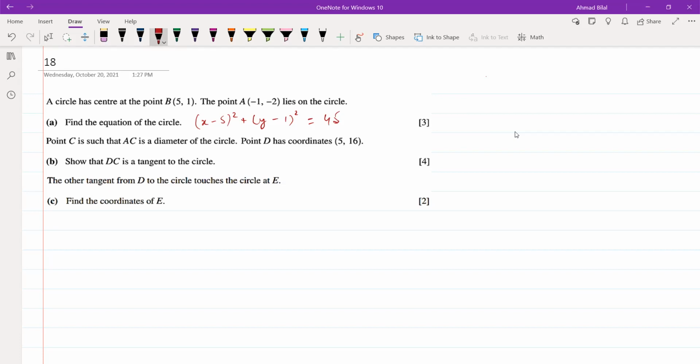And the second part says point C is such that AC is the diameter of the circle. Point D has these coordinates. Show that DC is a tangent to the circle. How can we do that? How can we show that DC is a tangent to the circle? Remember the properties of a tangent. What is a tangent? How do you understand a line being a tangent to a circle?